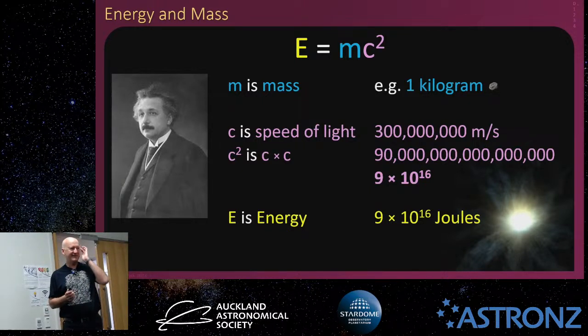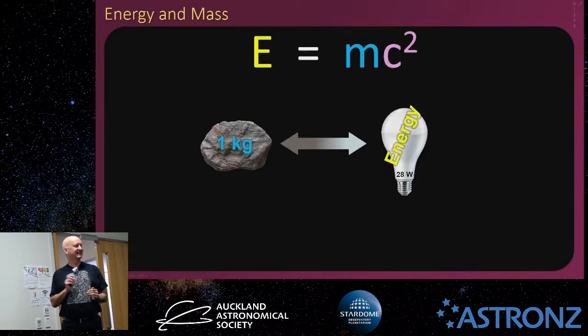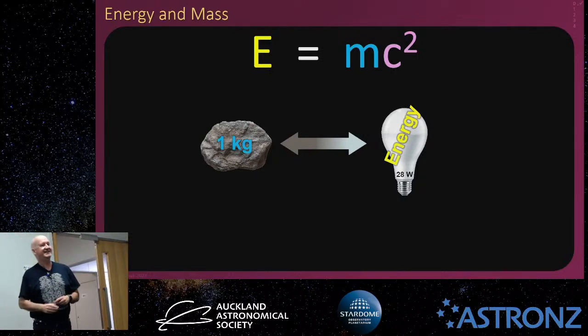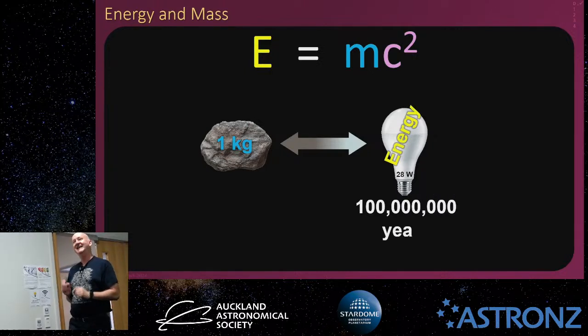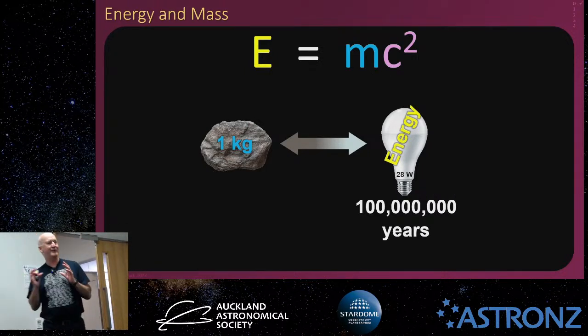To give an idea of what that means, a 28 watt LED light bulb, which is quite bright, would light up a fairly small room quite nicely. That uses 28 joules per second. So with that 1 kilogram turned into those 90 million billion joules, we could run that light bulb for 100 million years. That's the energy from 1 kilogram. It's not that easy to turn a kilogram into energy without colliding with antimatter, but that just shows how much energy is contained in a kilogram of mass.